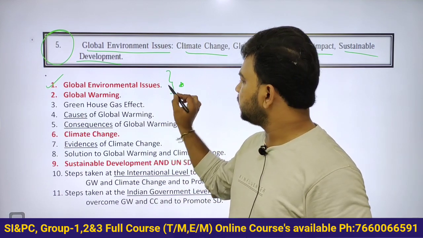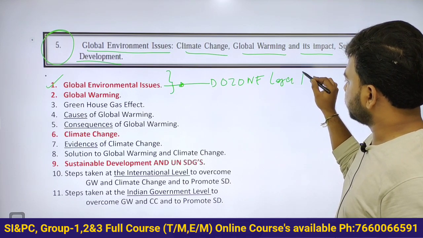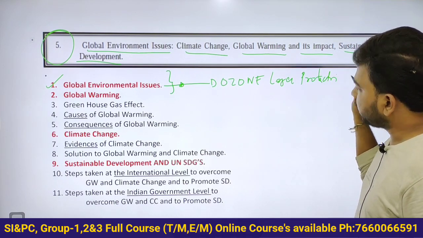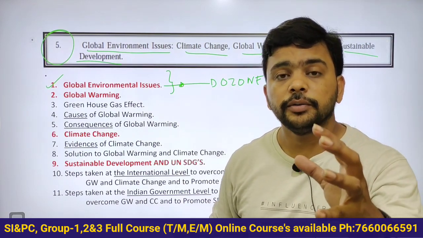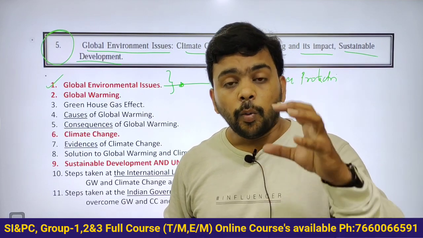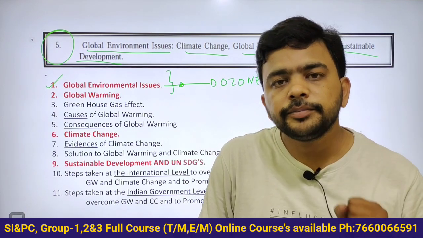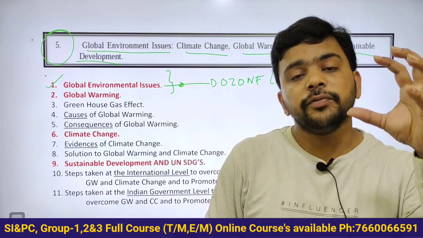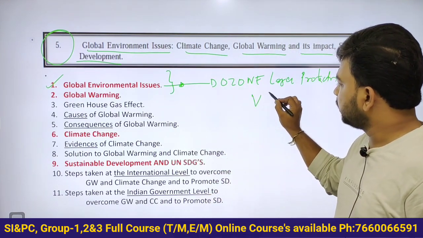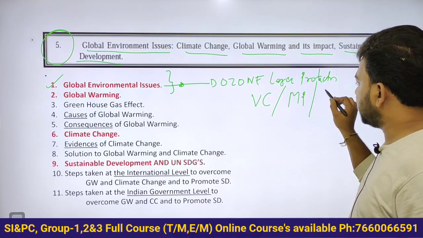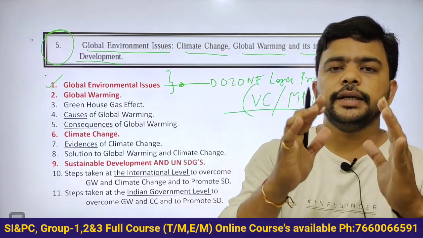For example, we deal with ozone layer depletion, ozone layer protection, global environmental issue. So what is the ozone layer? How is the ozone layer formed? Through the photolysis reaction. What are chlorofluorocarbons? How are they destroying the ozone layer? What are the international conventions that are there for the protection of the ozone layer? Like we have the Vienna Convention, the Montreal Protocol, the Kigali Agreement regarding the protection of the ozone layer. All this we will discuss in detail.